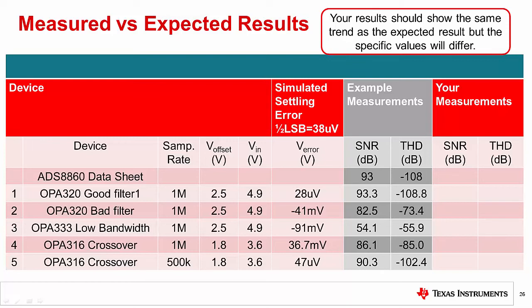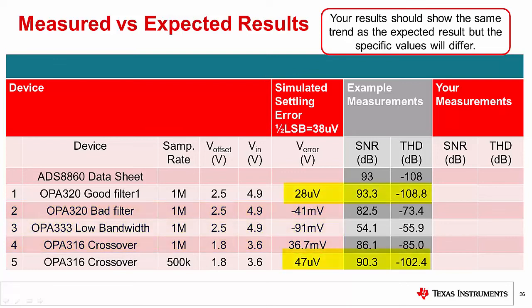For simulations, the settling error should be less than 1/2 LSB or 38 microvolts. If you look at the results, the only simulations that are close to the error target are for experiments 1 and 5. All other experiments have errors in millivolts, which is substantially larger than the error target.